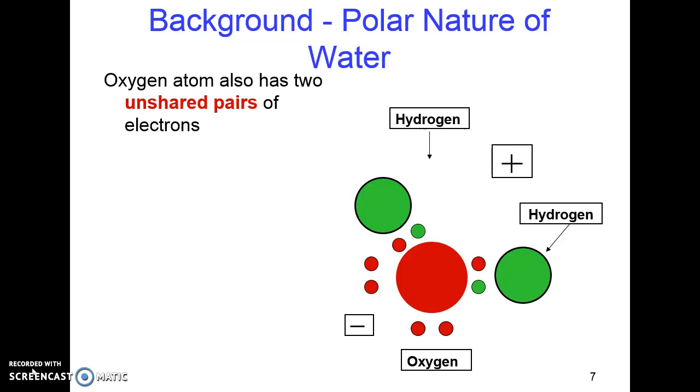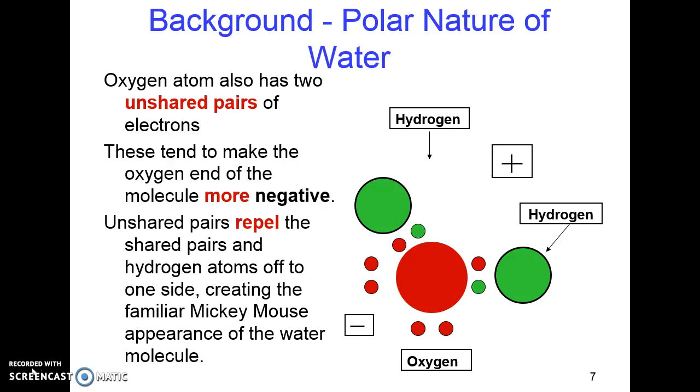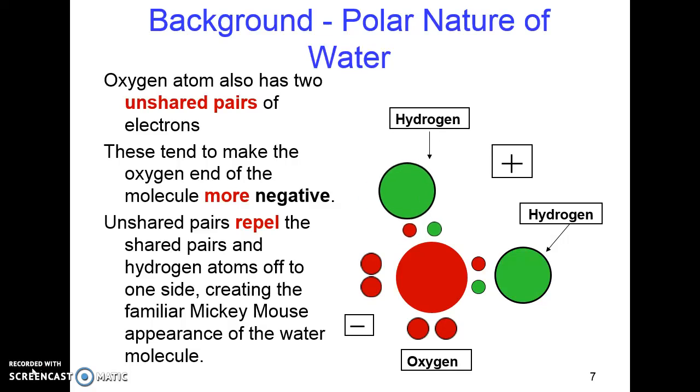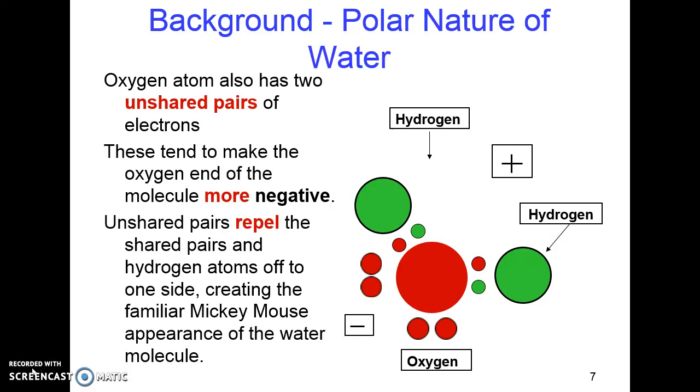Okay, the oxygen atom also has 2 unshared pairs of electrons, so that tends to make that oxygen end more negative. And unshared pairs repel shared pairs and hydrogen atoms off to one side, creating that Mickey Mouse looking shape that we were talking about just a moment ago. We can see that. See that happening there? Alright, let's look at it again. I'll go back and then we'll see that happening. See that, how it gets pulled?